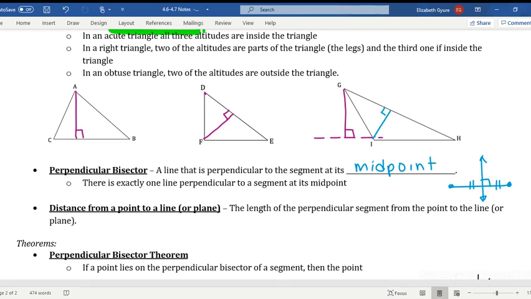And then the distance from a point to a line or a plane is the length of the perpendicular segment from the point to the line or the plane. So what this is saying is if I ask you what is the distance from a point to a line, it's basically saying that it is always the perpendicular measurement. The shortest distance between 2 things is always going to be perpendicular. Don't you always want to try to draw a segment directly to it? The shortest distance is always perpendicular.